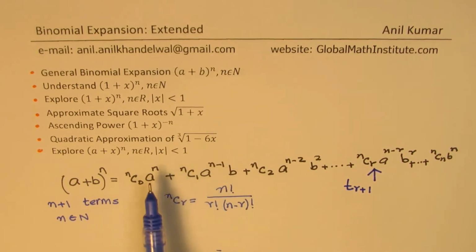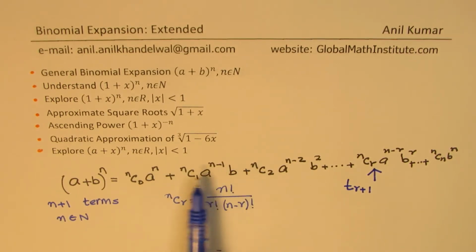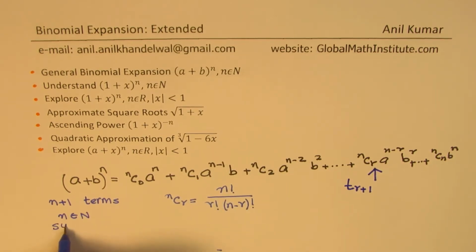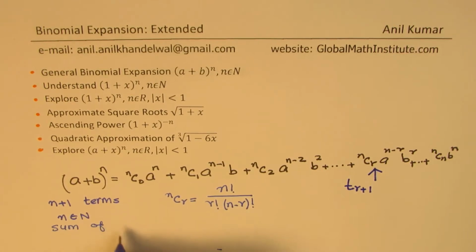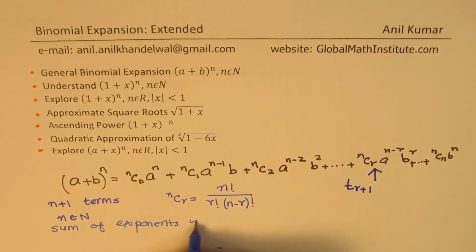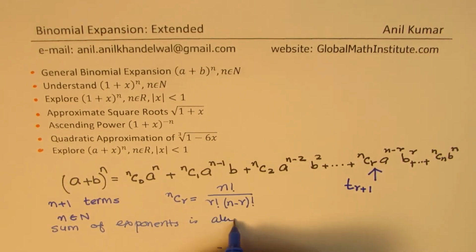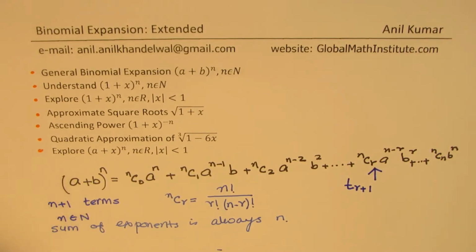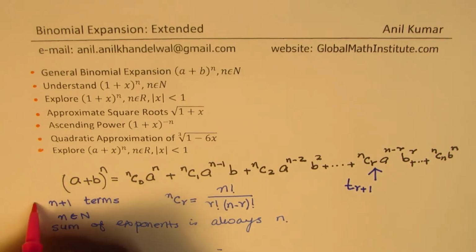You will also notice that the exponents add up to n always, right? So n - 1 and 1 becomes n. So we notice here that the sum of exponents is always n. If you add the exponents, the sum is always n. So these are a few important things to remember as we move forward. Okay?